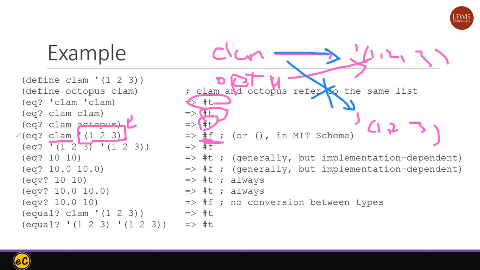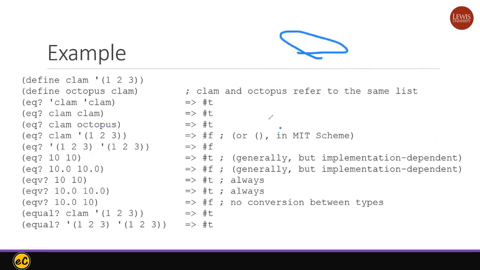Not the same. So these two are not the same. Okay. And EQ this and this, not the same. Still false. It's different 1, 2, 3. Still not the same. EQ 10, 10, they are the same value.